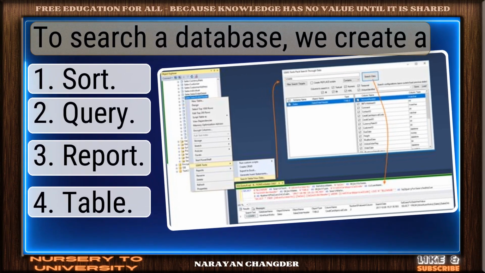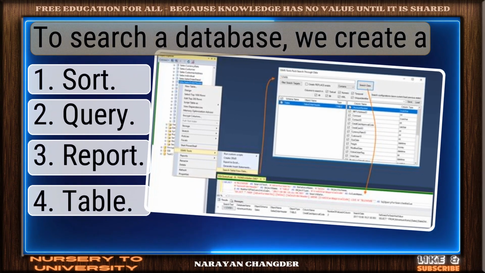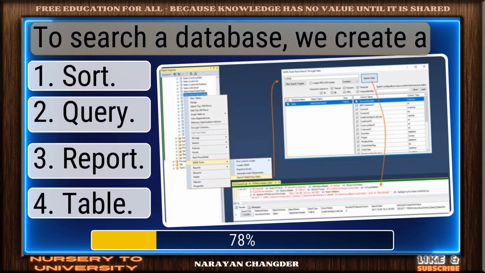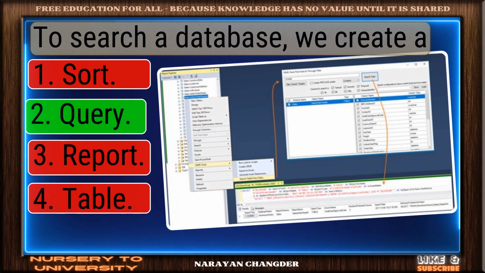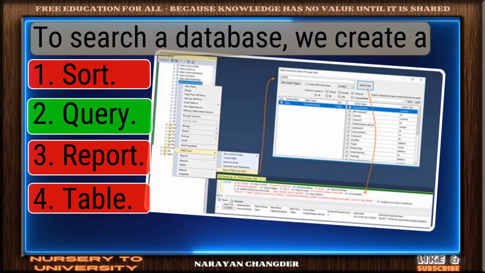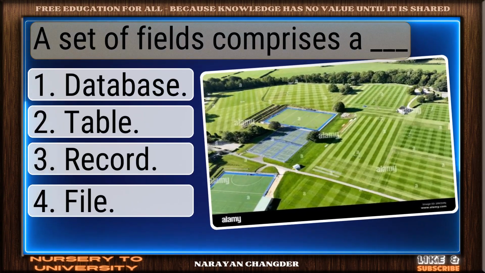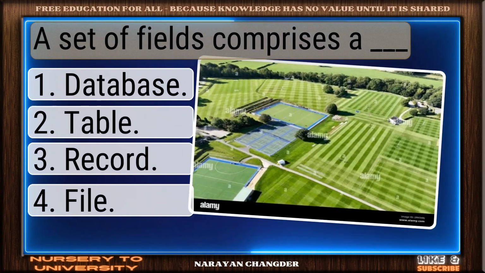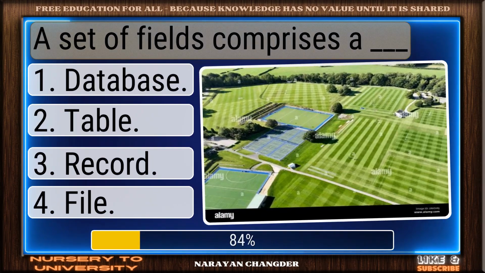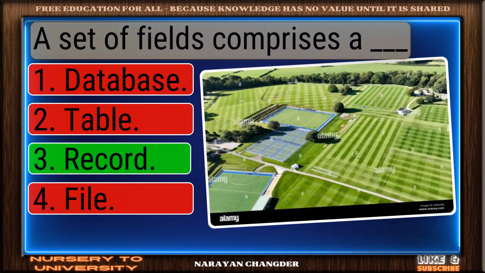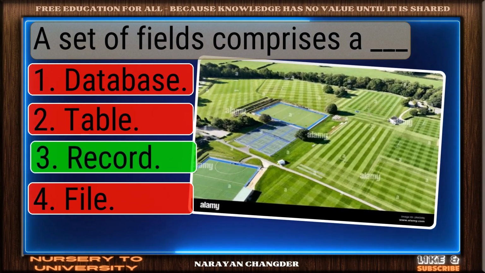Question number 53. To search a database, we create a. Right choice. Query is the best answer. Question number 54. A set of fields comprises a dash. Solid response. Record is a valid choice.